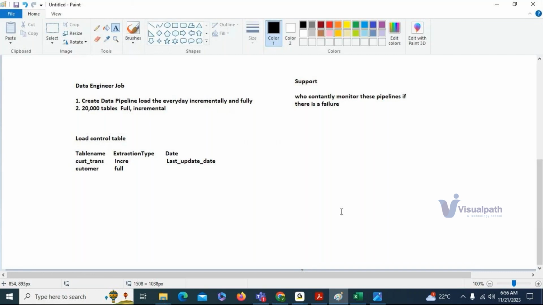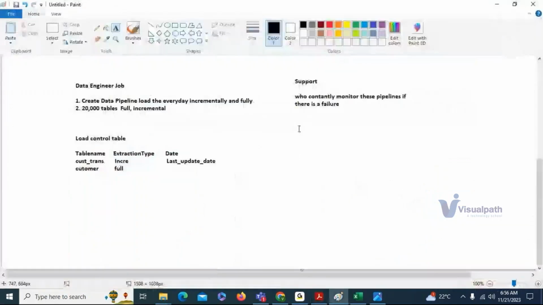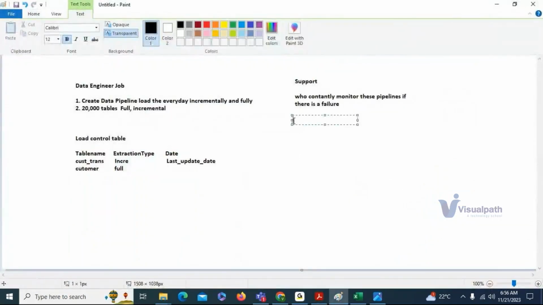Any other person, anybody having any doubts? We know that previously you said there's some bronze, silver, and gold, right? What is that?